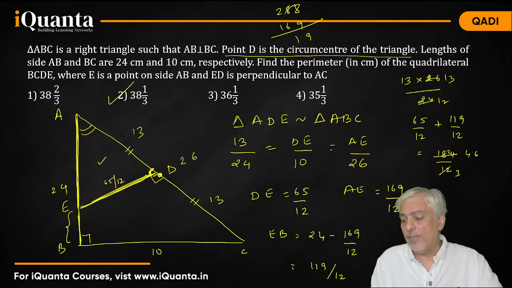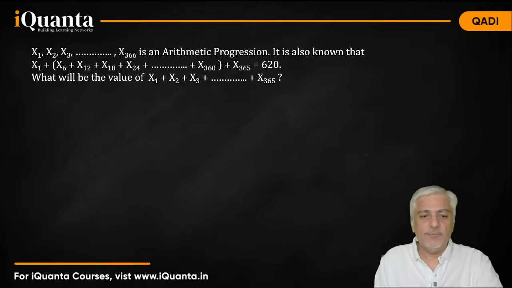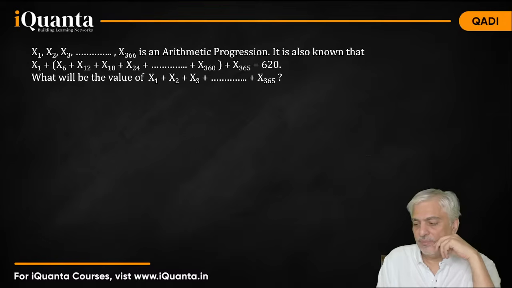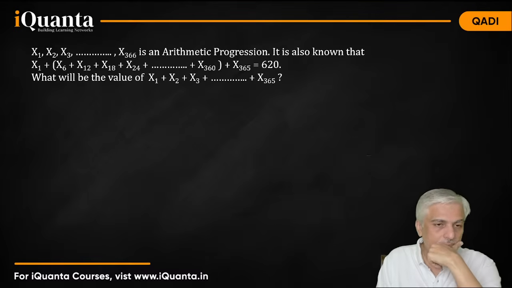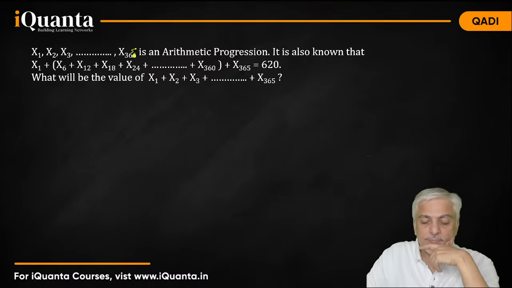Cool. Can we go ahead, everybody? Clear? Chalo. Next question. Slightly interesting question, the next one. There's a small error. This is 365. It is not till 366.